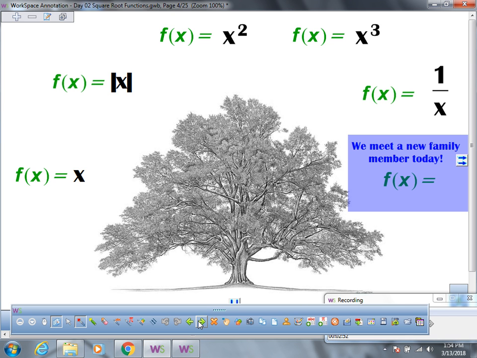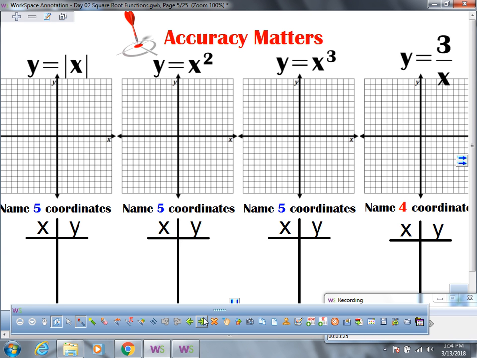Okay, can I get those computers closed? Because some of you are not even paying attention to what I'm doing. Fantastic, thank you. So we have a new member. So we better talk about the old members before we can talk about the new member.